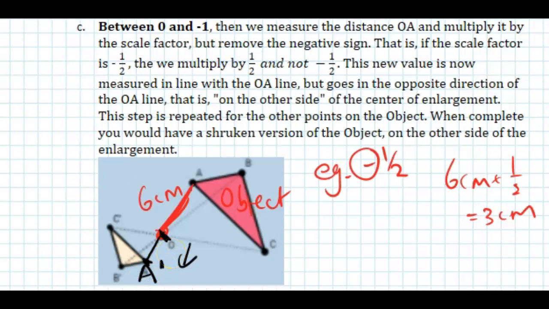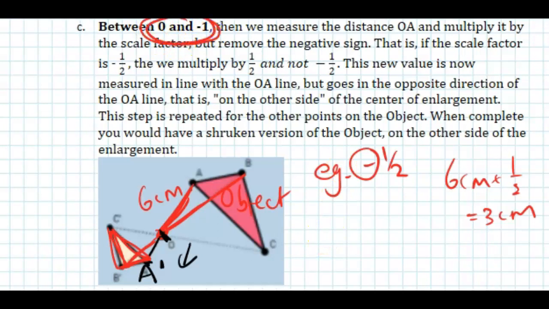Right? Now when you repeat this process for B and C, you're going to get this distance here, multiply by a half, and you just go out a little bit. Right? So that's the half distance in this direction. Right? And you repeat it here, you will end up getting these 3 points here, which will make the image of this object.